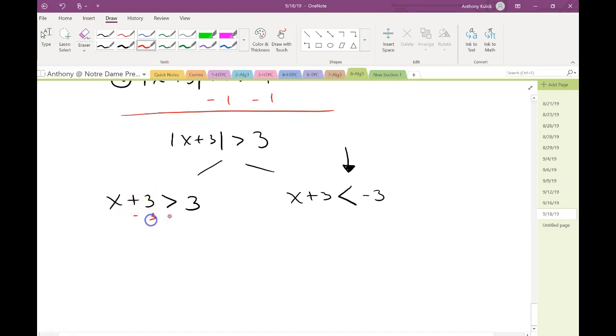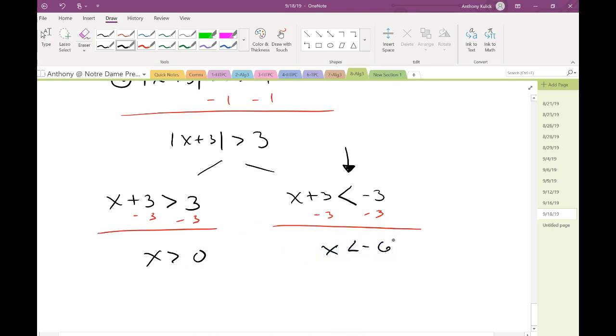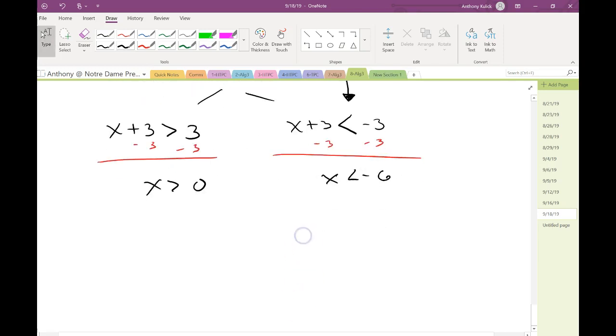Okay. So now I'll just solve each of these two inequalities separately. So I'll subtract 3 from both sides to do that. So I have x is greater than 0 for one, and then x is less than negative 6, excuse me, for the other. And to determine now the last step, what I'm going to do is draw my number line.